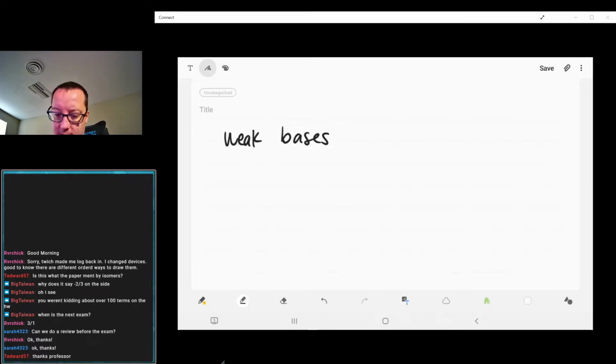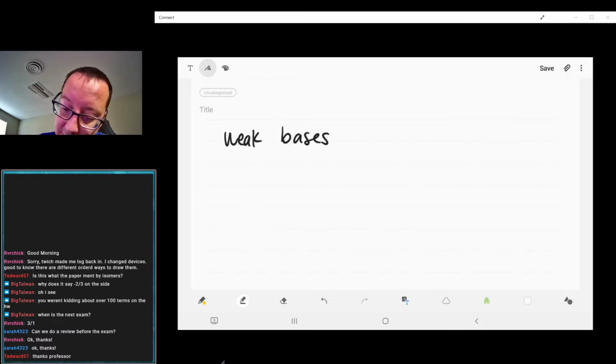Let's go ahead and get started. So today we're going to start talking about weak bases. We've talked about weak acids yesterday, where we saw the equilibrium expression Ka referred to the acid dissociation. We're going to see we have another one called Kb, which is for base dissociation.